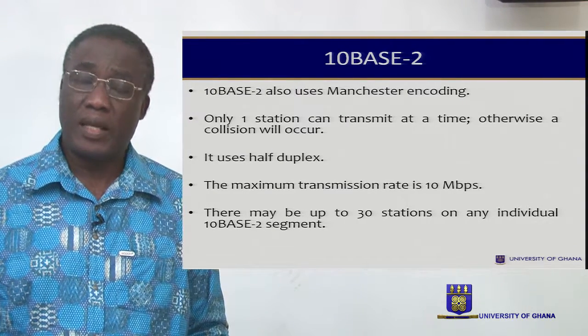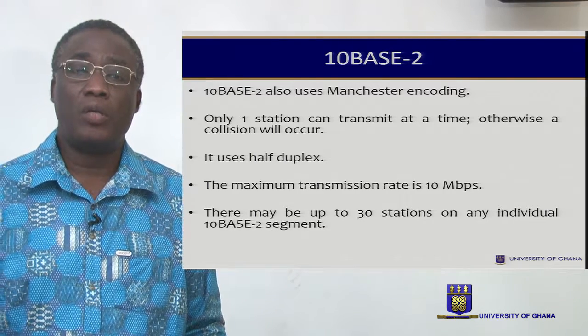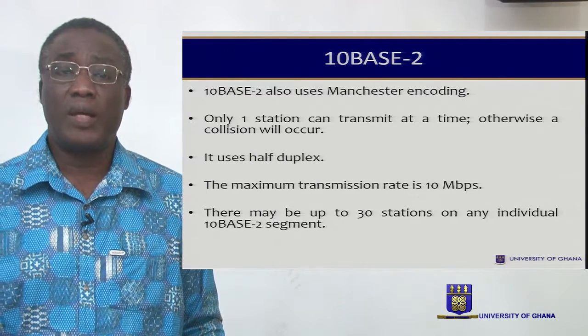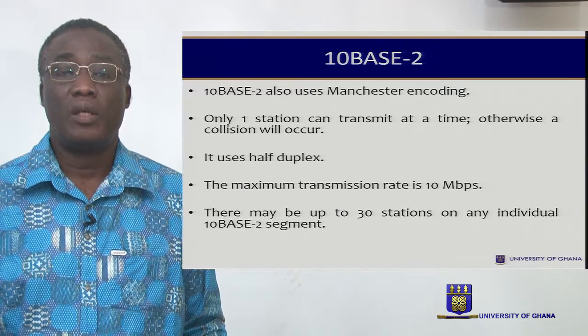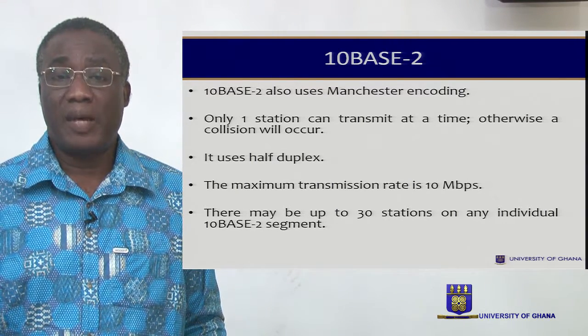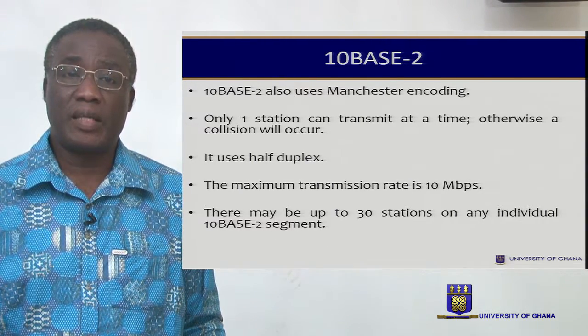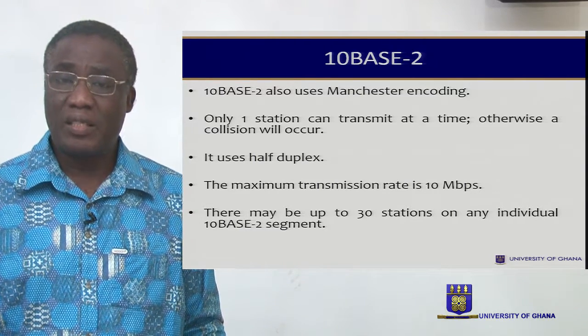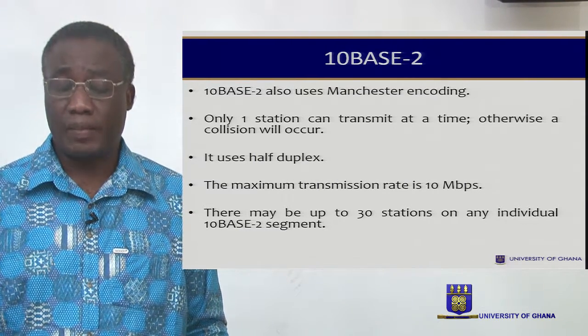10-base-2 also uses Manchester encoding. Only one station can transmit at a time, otherwise a collision will occur. It uses half duplex. The maximum transmission rate is 10 megabits per second. There may be up to 30 stations on any individual 10-base-2 segment.